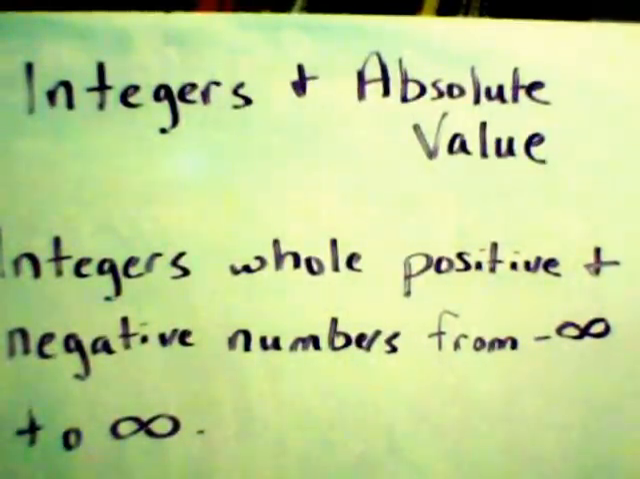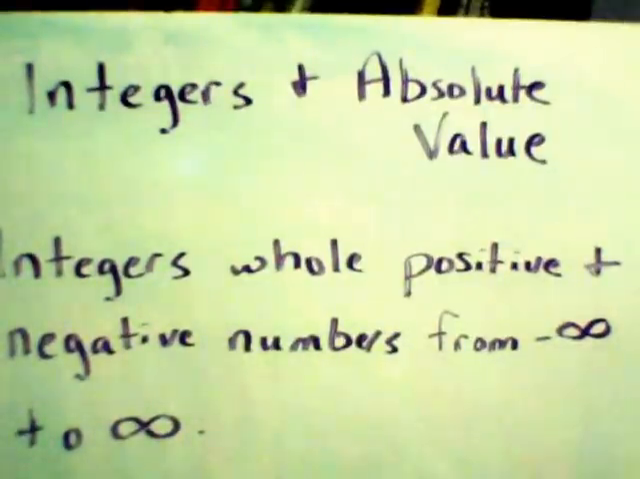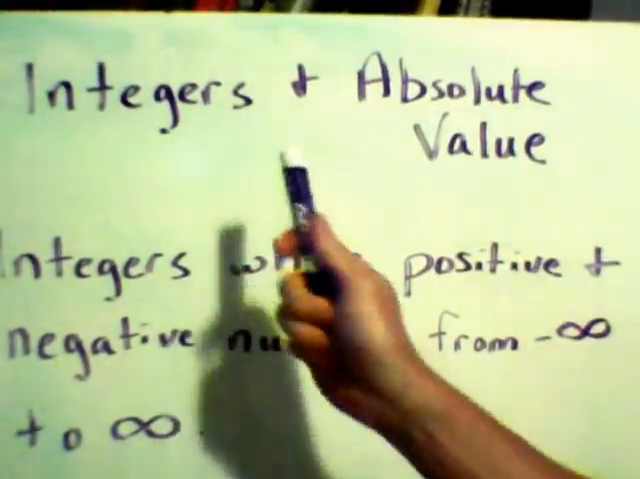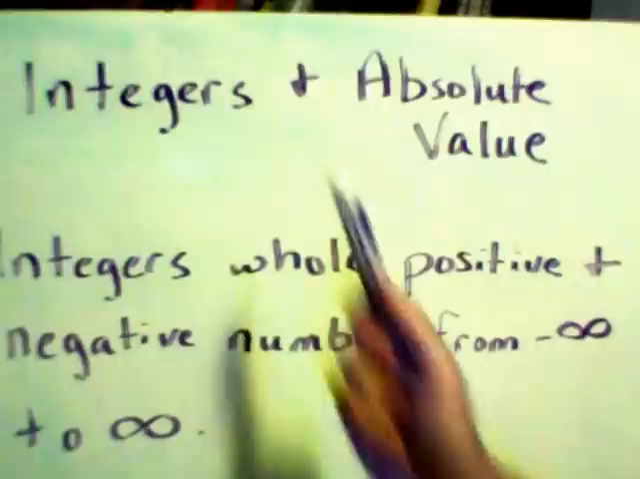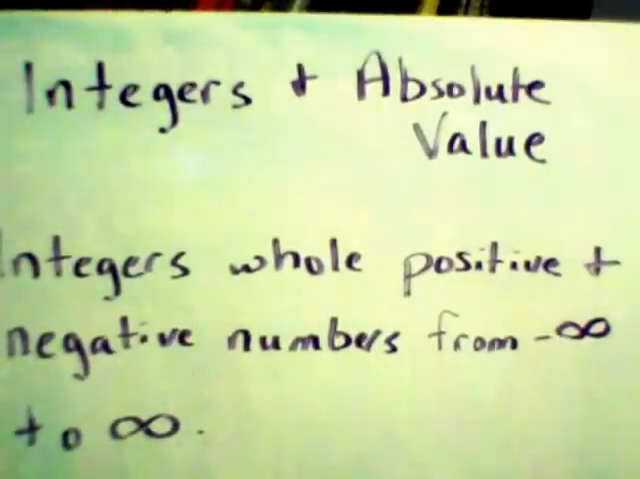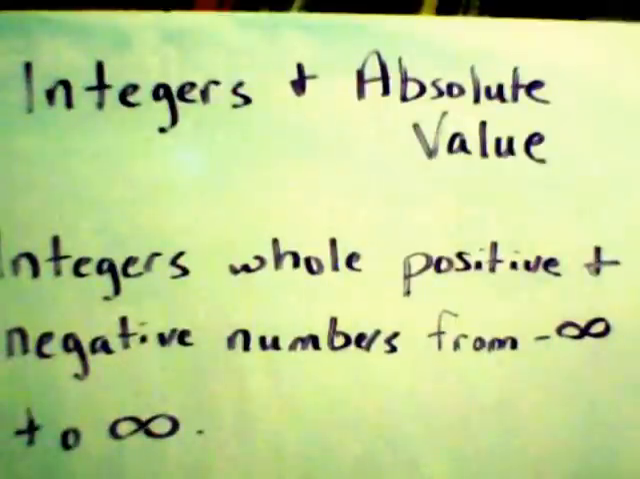Okay, sixth graders, today we're going to be talking about two concepts, but they're relatively easy, and it shouldn't take too long. We're going to talk about integers and absolute value. First of all, we talked a little bit about integers last week when we talked about rational and irrational numbers.